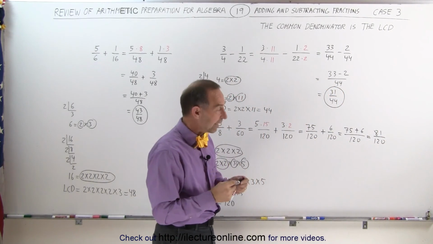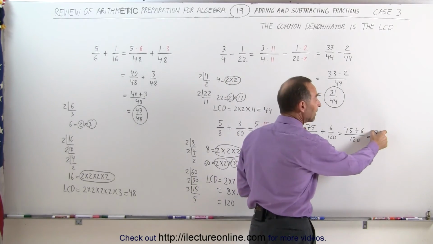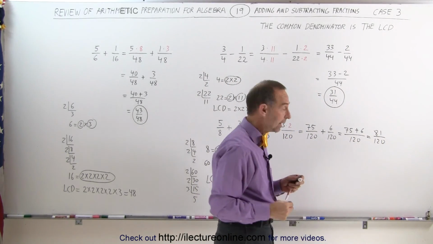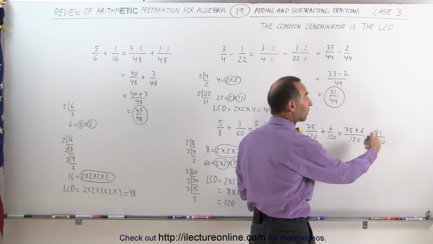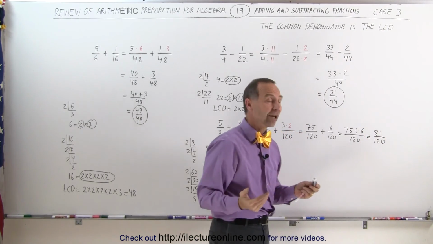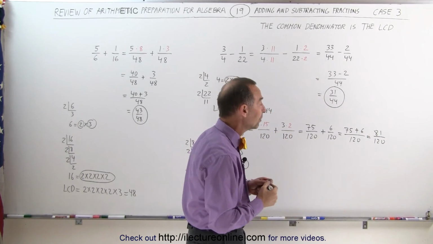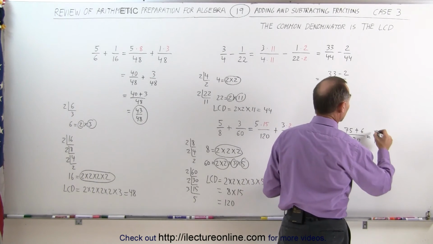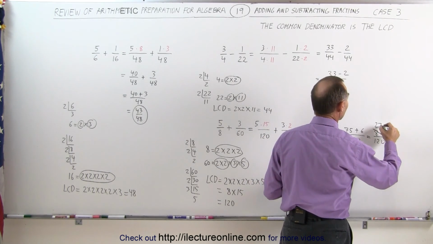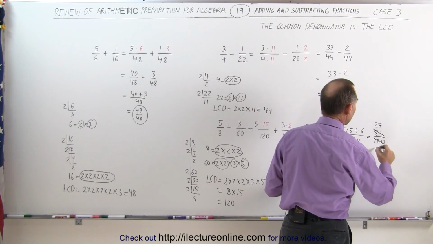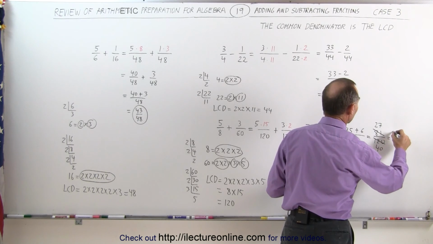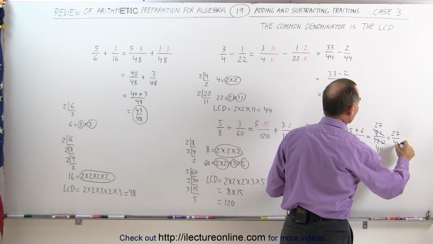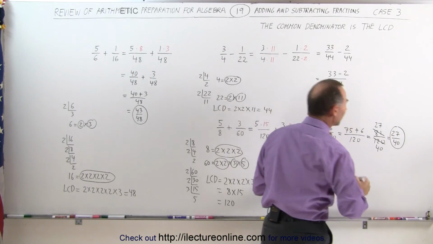Now notice that if I add 8 plus 1 together, I get 9, which is divisible by 3. If I add 1 plus 2 together, I get 3, which is divisible by 3. It turns out that both the numerator and the denominator can be divided by 3. 3 goes into 81 27 times. 3 goes into 120 40 times. This can then be written as 27 over 40 as the simplified answer.